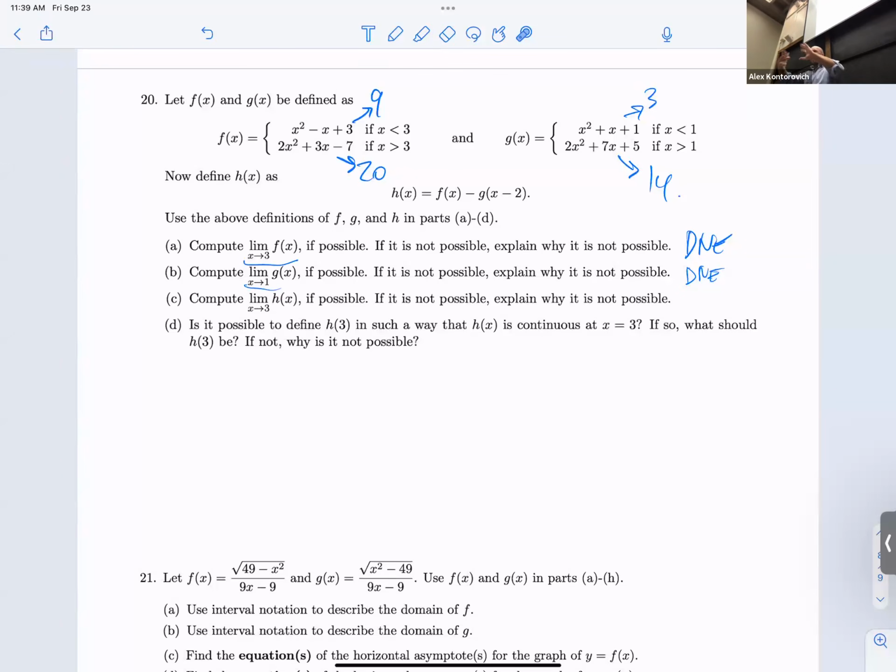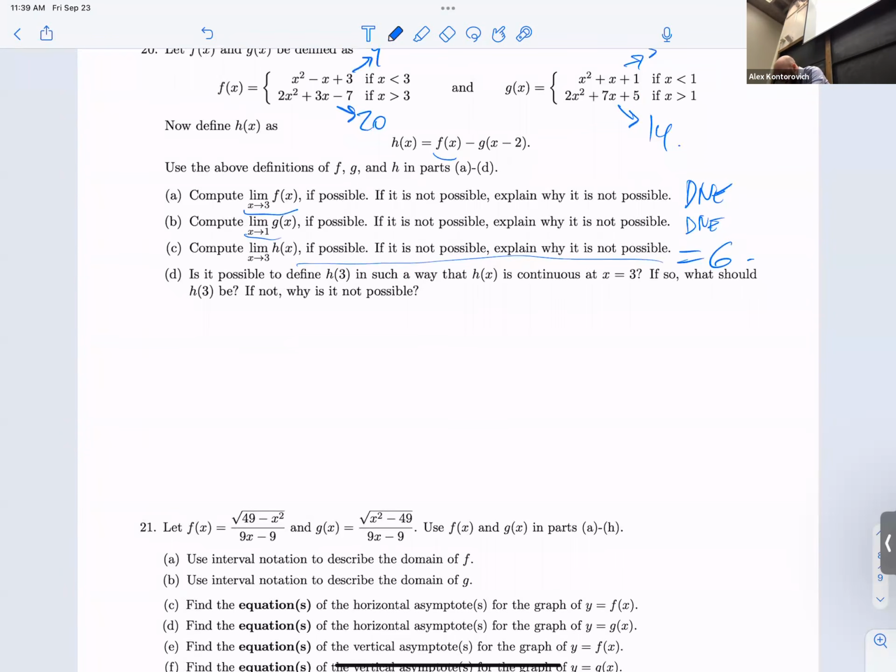So the amount that F and G jump there, H just perfectly offsets so that the limit does exist. So the limit does exist. Compute this limit. The limit is equal to 6. I realize I'm doing that very quickly. You'll have to look it over at home. Is it possible to define H of 3 in a way that it's continuous at 3? Yes. Set H of 3 equal to 6, and then it'll be continuous because the limits exist in either direction.